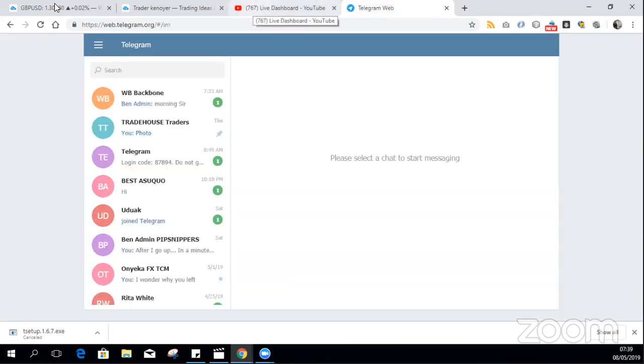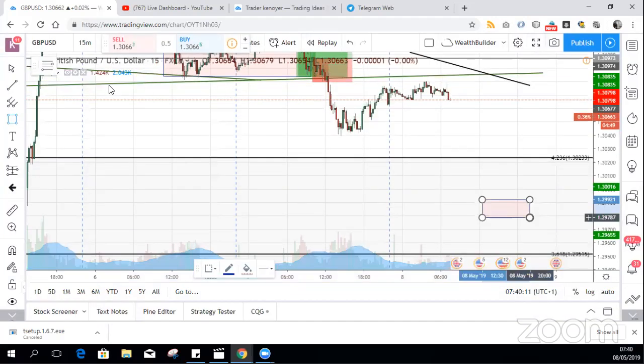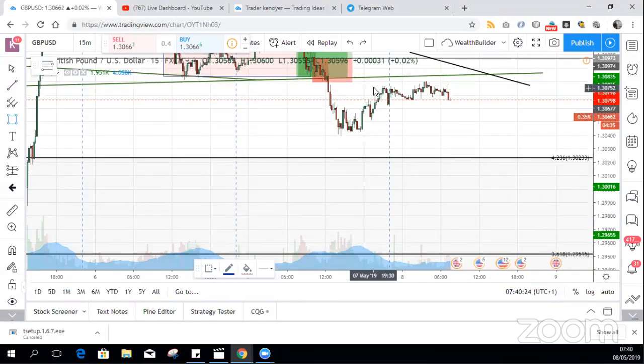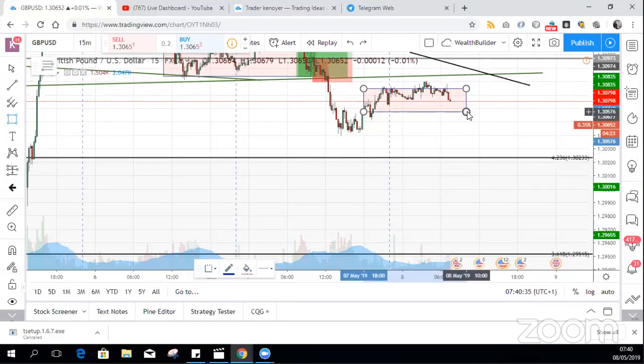Let's go back to GU. Okay, so on the 15-minute time frame, GU, let's see if we can find some sort of range, and we find that around here. So we just have this channel, we have this box, and typically what I'll be expecting here is some further down movement to ultimately give us a W on the lows.